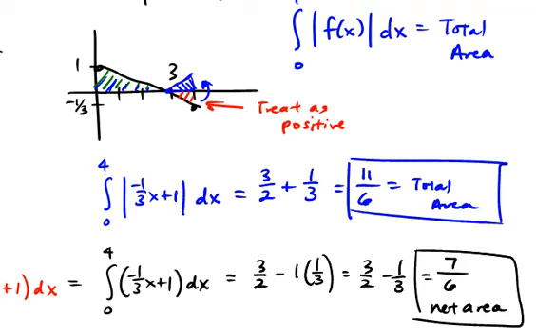So you want to pay attention to what they're asking for in the problem. If they ask for total area, you'll need to think of it as an absolute value of whatever the given function is and act accordingly. If it's the net area, you simply need to calculate the definite integral.